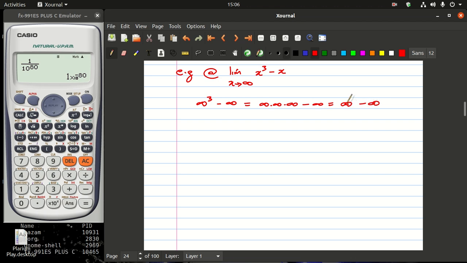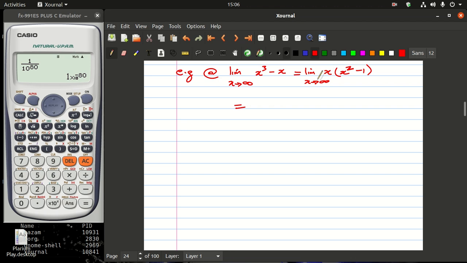I don't know if this infinity is bigger than that infinity, or that one is bigger, or they are equal. So this one is an indeterminate form. How do I remove this indeterminate form? I can do it by factorizing the whole thing. Now we have the limit as x approaches infinity. x is common in this term and that term, so I have x, and I'll be left with x squared minus 1.